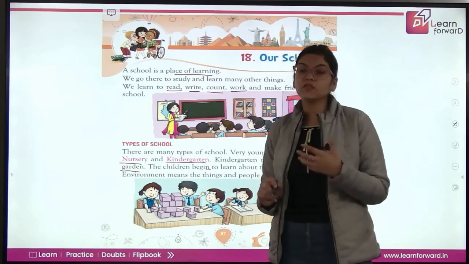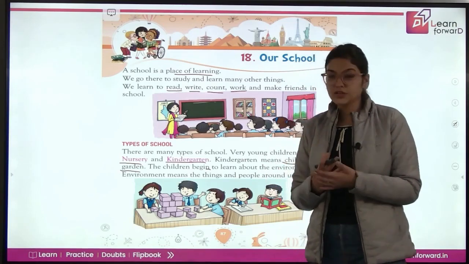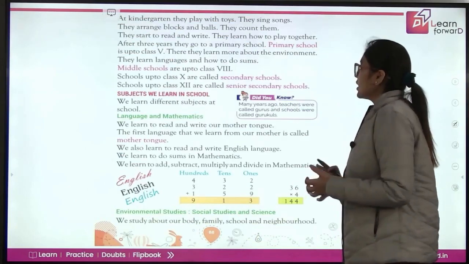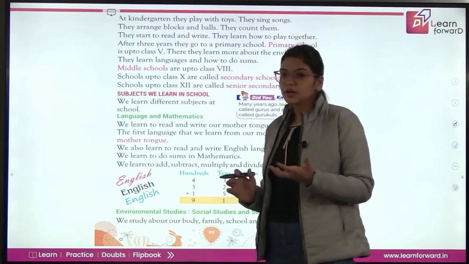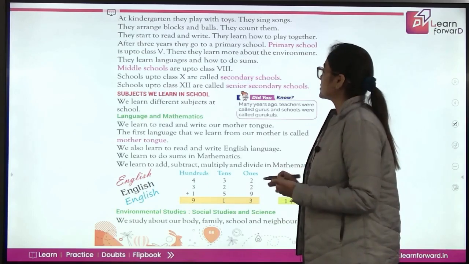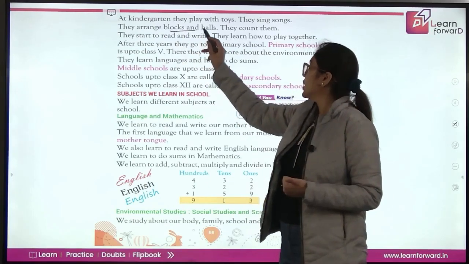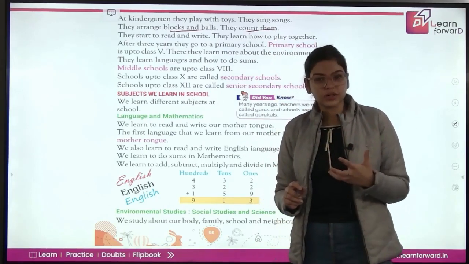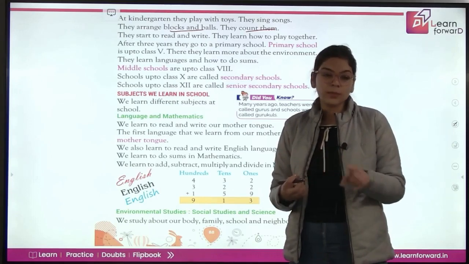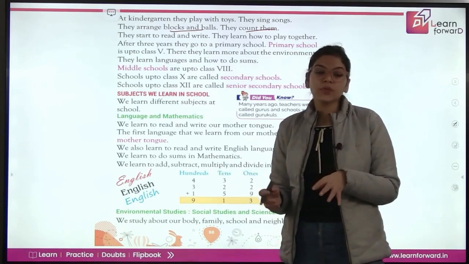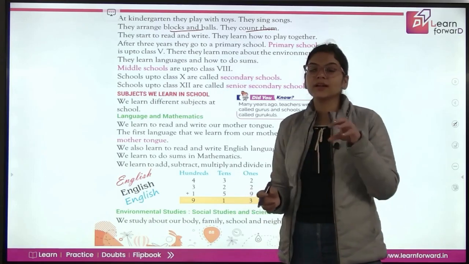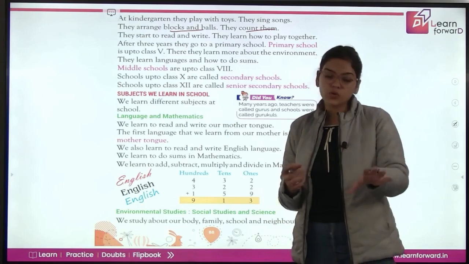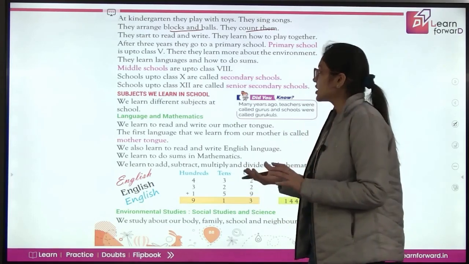Now what is environment? Environment क्या है? जो चीज़ें हमारे आसपास हैं, जो लोग हैं, that is all our environment. Now at kindergarten they play with toys. जब kindergarten में आप जाते हो, what do you do? You play with toys, sing songs, arrange blocks and balls, and count them. So हम basically धीरे धीरे अपनी चीज़ों को शुरू करते हैं. Like what? How do we learn counting? By counting things, right? सीधा 1 2 3 नहीं आ जाता. Like if a small child is learning maths, what would we do? We will give him some things to count. तभी उससे हम धीरे धीरे बच्चे को counting सिखा पाते हैं.